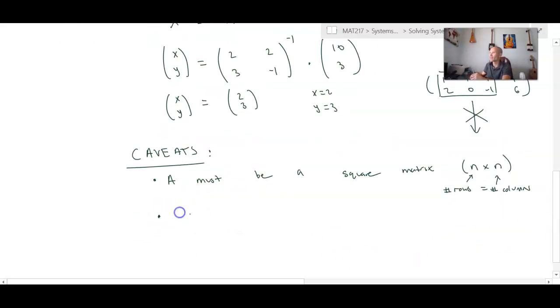Now, here's the other thing. A inverse does not always exist. And that's another problem, right? Even if you have a square matrix, you still might not be dealing with a matrix that is invertible, one that has an inverse. So those are 2 of the caveats, and I think we'll just go ahead and stop there.